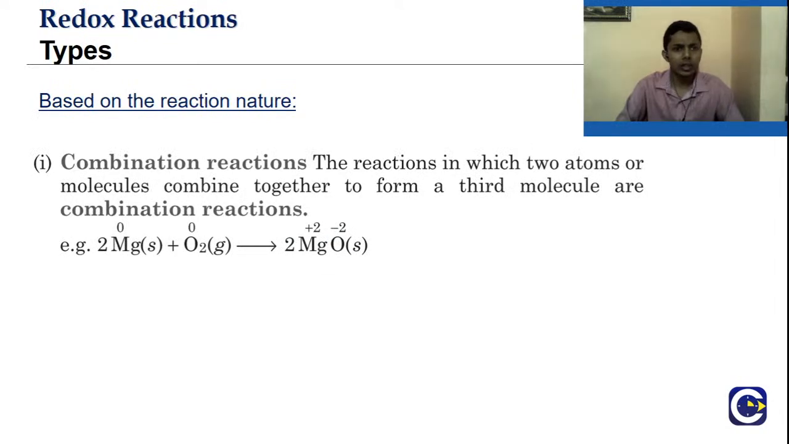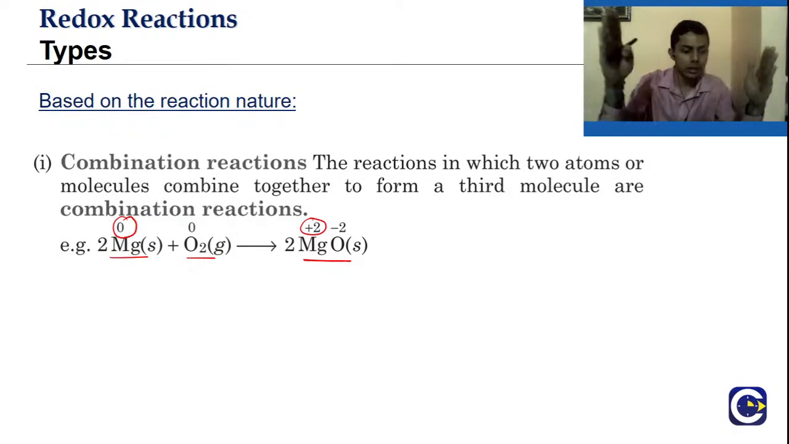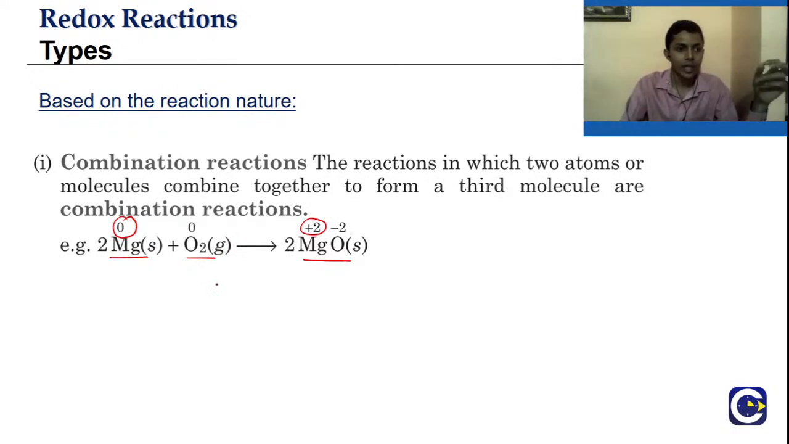Combination reaction. What are combination reactions? Reactions in which two atoms or molecules combine together to form a third. So Mg and O2 combine to form magnesium oxide. In this case, magnesium, which has an oxidation number of 0, is now becoming +2. So oxidation or reduction? Oxidation number increases means it is oxidation, and oxidation number decreases means it is reduction. So oxygen undergoes reduction, magnesium undergoes oxidation. This is one type of redox reaction.